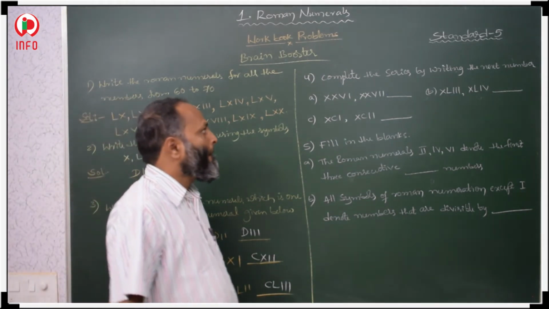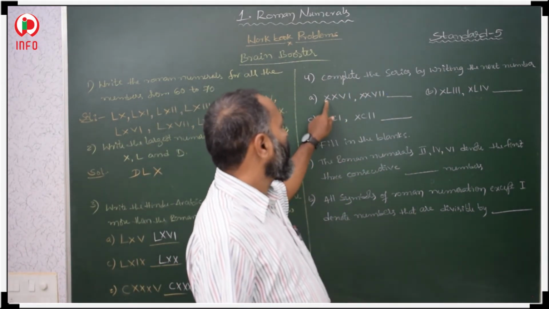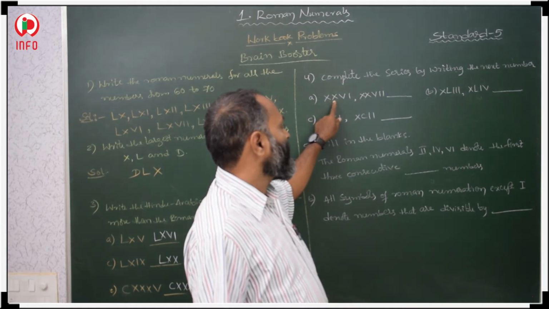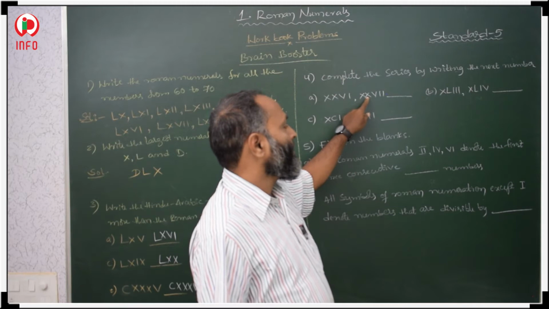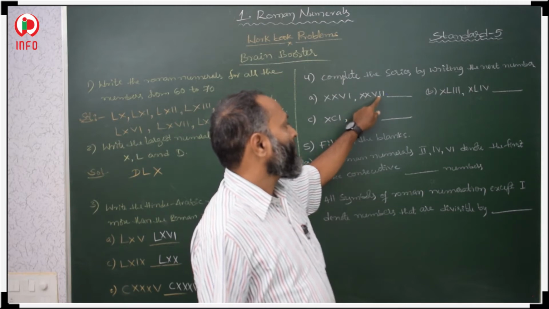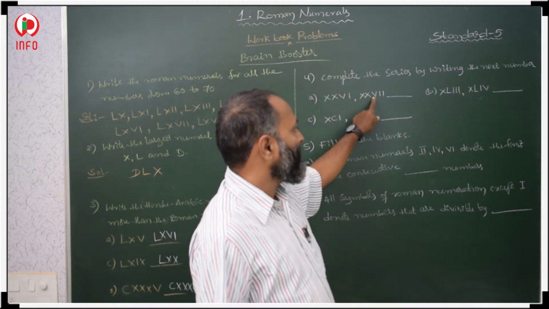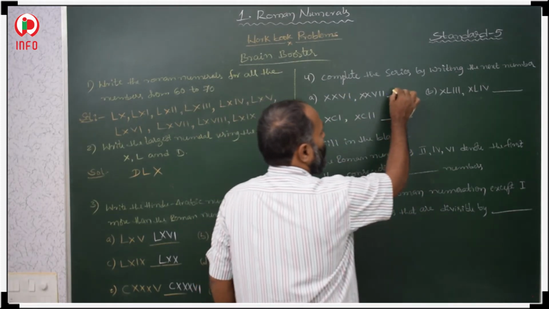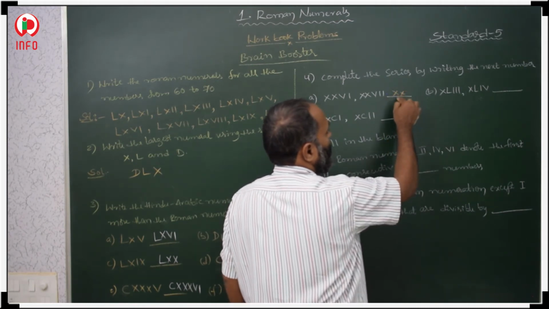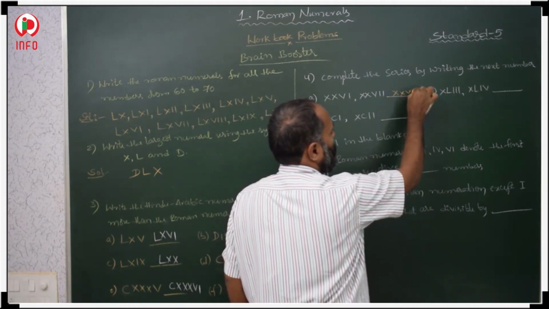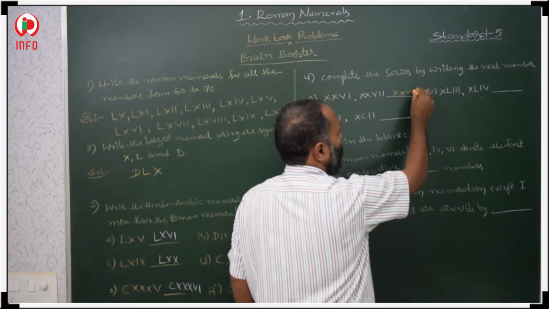One more number we have to write in this format. Now complete the series by writing the next number. Here see, X plus X is 10 plus 10, 20, then 25, 26, 27. Here 25, here 26, 27. Now we have to write 28: X plus X. 25, 26, 27, 28. This is 28.